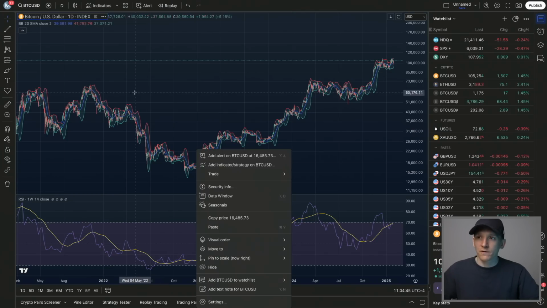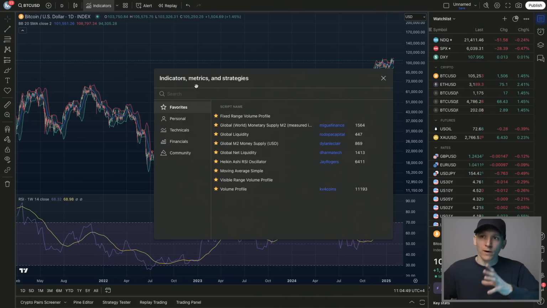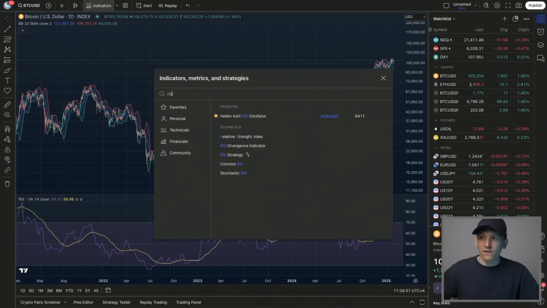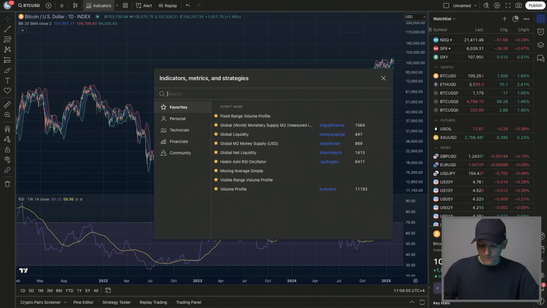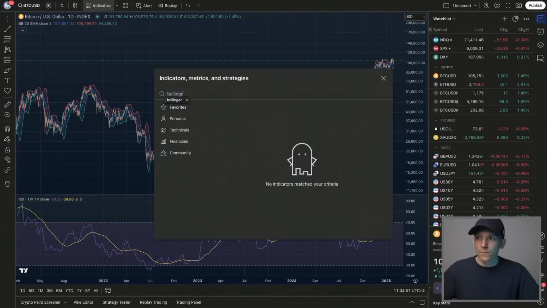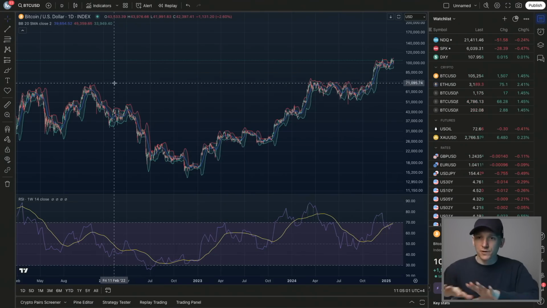Go over to your chart. This is on TradingView. TradingView is free if you don't use it. I'll link it below. Go to indicators on whatever asset that you're trading. Go over to RSI. You can put relative strength index in. If you want to get Bollinger Bands on, then search for those as well. Bollinger Bands right here. You can click that on and just use the normal settings.